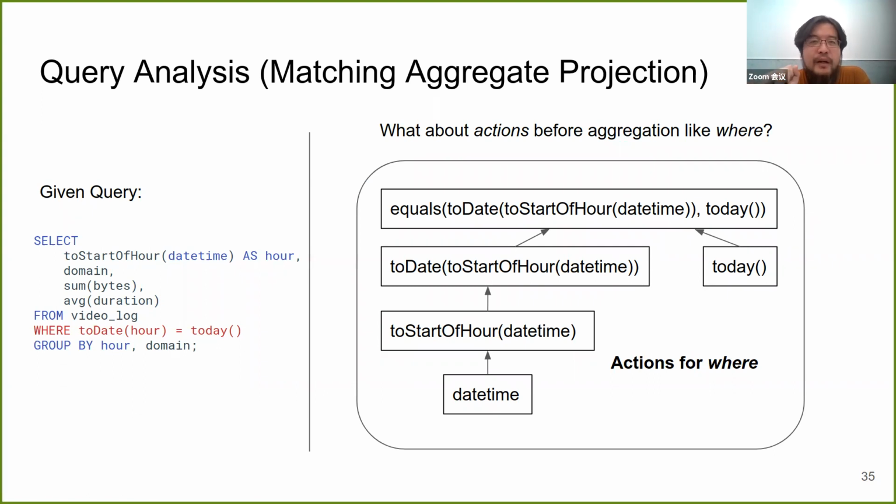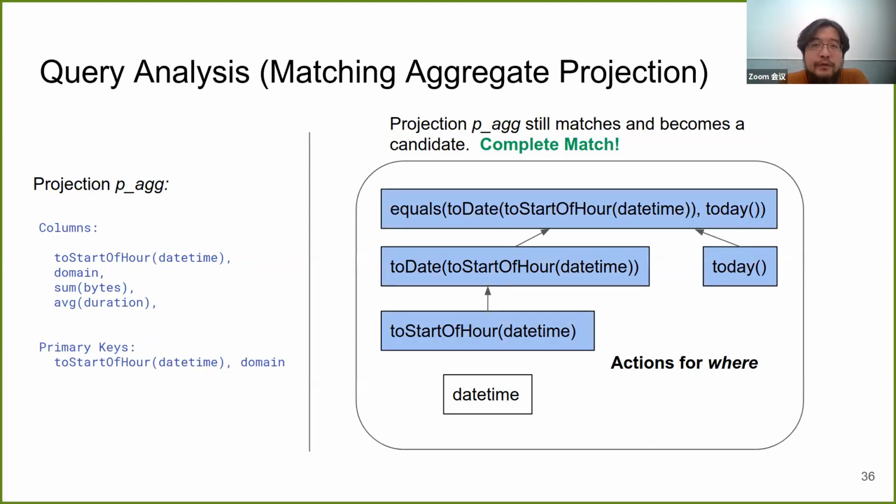What about actions before aggregation, like the where filter? The where action looks like a tree-like structure called the action DAG. It describes how columns are computed from other columns. Here, we need to check if the final result column can be generated by some columns in projection PAG. We found that PAG provides a column named toStartOfHour of datetime again, which can be used as the input of this DAG. Thus, we don't need to check the datetime column as it is unused. Now we know projection PAG still matches the query, and thus becomes a valid candidate.